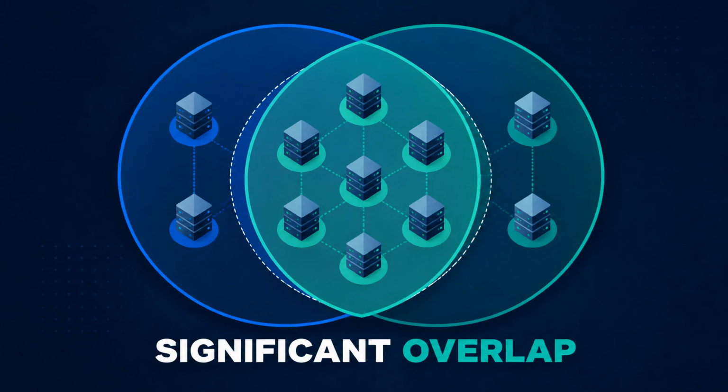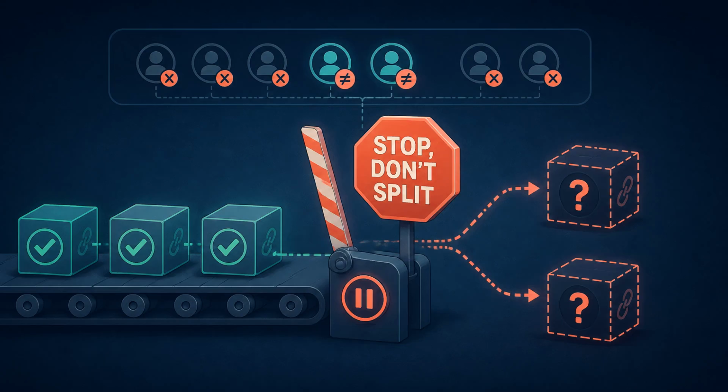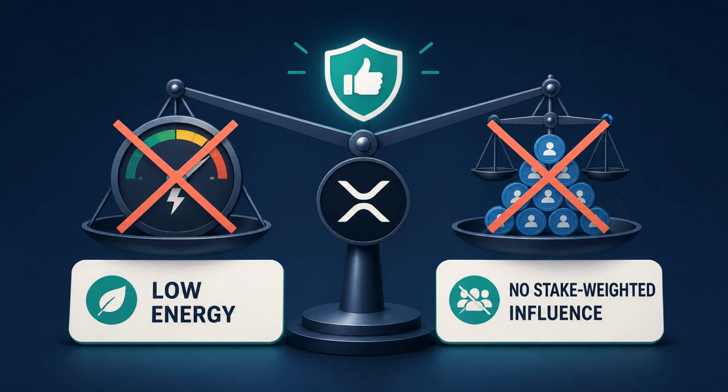These lists need significant overlap, so servers do not split into groups that recognize different ledger histories. Consensus normally requires a supermajority of trusted validators. If too many trusted validators are offline or disagree, the safer outcome is that the ledger stops finalizing new versions rather than confirming conflicting transactions. Supporters argue that this design avoids mining's energy cost and proof-of-stake's tendency to connect influence with token ownership.